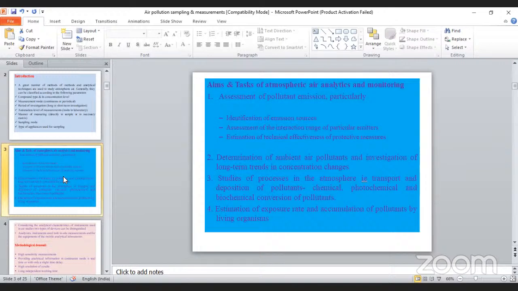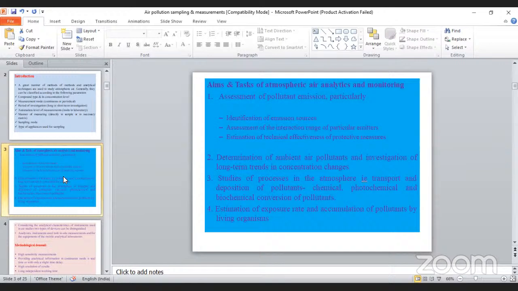And it is also used for determination of ambient air pollutants and investigation of long-term trends in concentration changes, because periodically the changes will be there. For example, on a festival day, other public holidays, and normal working days, and if any bandhs are there, throughout the year, we cannot say one or two days per year, or sometimes it comes. How on all these days the air pollutant level changes, and how these changes in concentration are reflected over a long period of time.